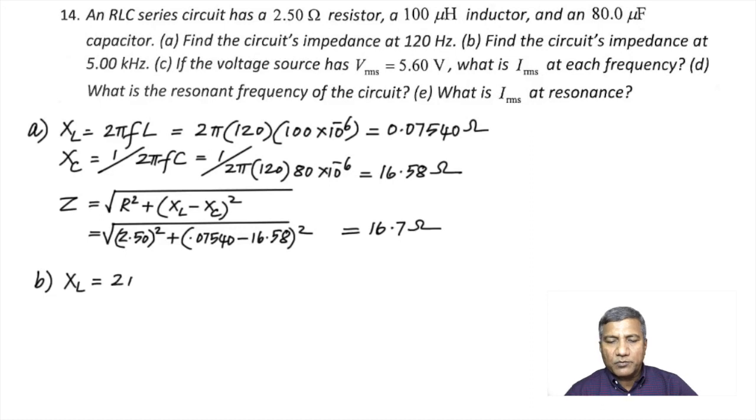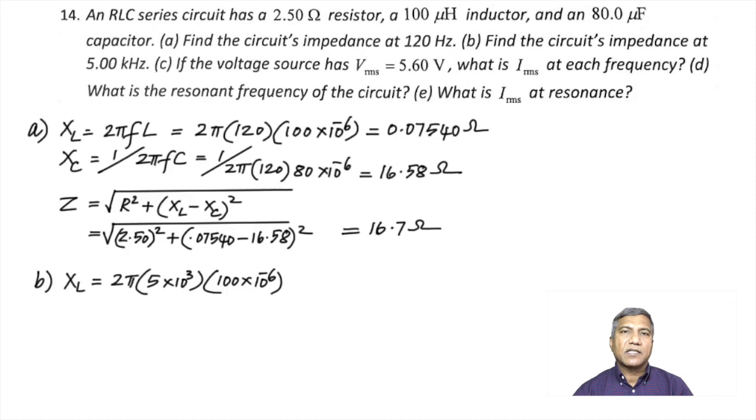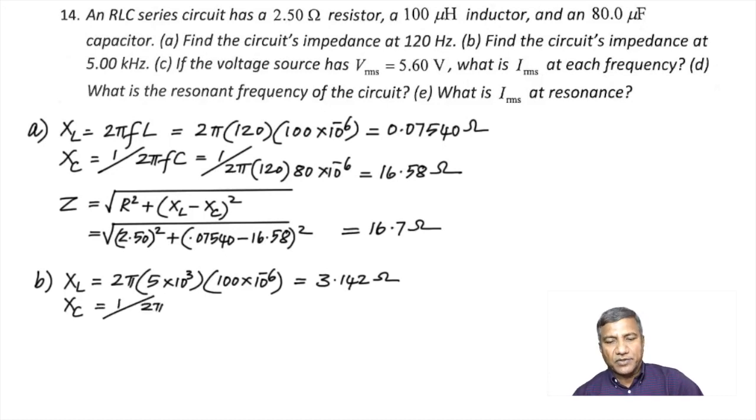In the B part, we are asked to do the same stuff again, but at another frequency, namely 5 kilohertz. So again, you got to find XL, you got to find XC, and then find the impedance. All right? So when we do that, these are the numbers that we get.